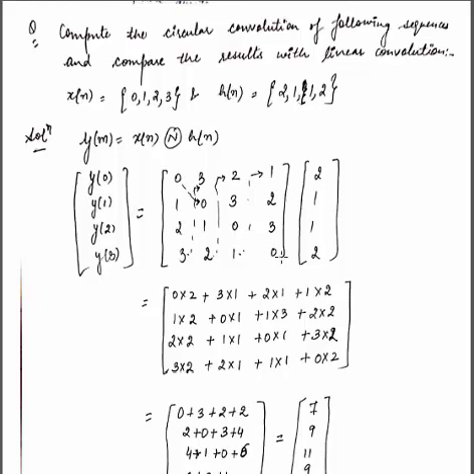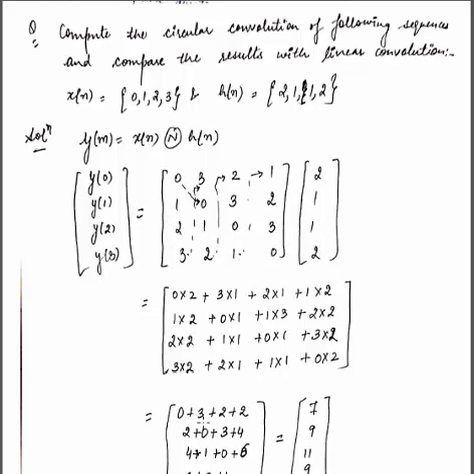After this, the matrix is multiplied with the second sequence, that is h of n: 2, 1, 1, 2. So multiply first row and column, that is 0 into 2, 3 into 1, 2 into 1, 1 into 2, then 1 into 2, 0 into 1, 3 into 1, 2 into 2, then 2 into 2, 1 into 1, 0 into 1 and 3 into 2. Then 3 into 2, 2 into 1, 1 into 1, 0 into 2.